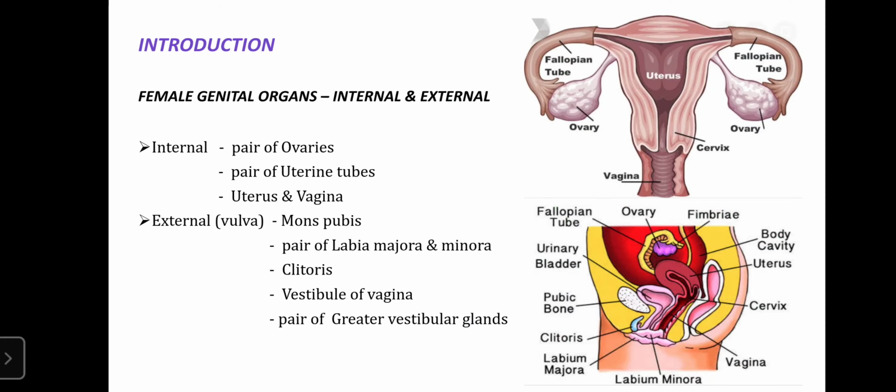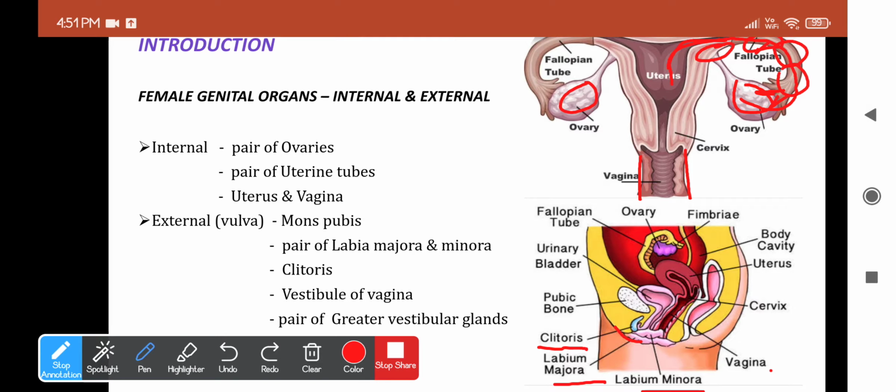So first, the female genital organs can be divided into internal and external ones. The internal ones include a pair of ovaries, uterine tubes, uterus and vagina. Ovaries are the female gonads and they produce and release an egg every month, which will be transported through this fallopian tube to the uterine cavity. This fallopian tube has finger-like projections called the fimbriae, which will collect the egg from the ovary.